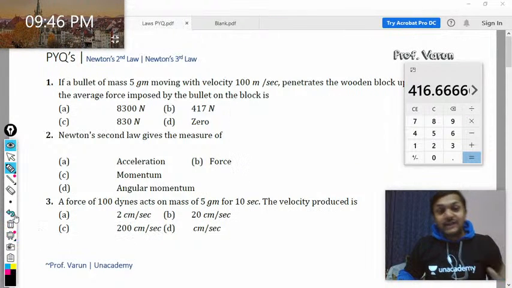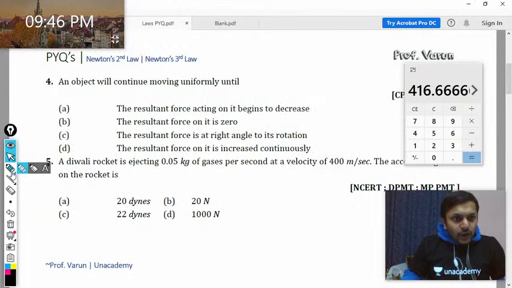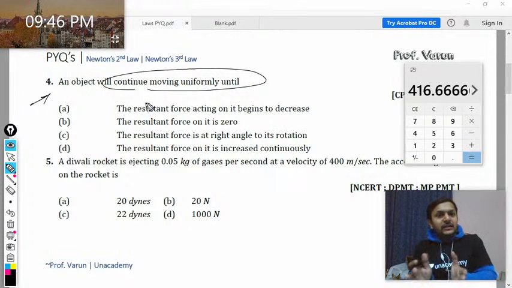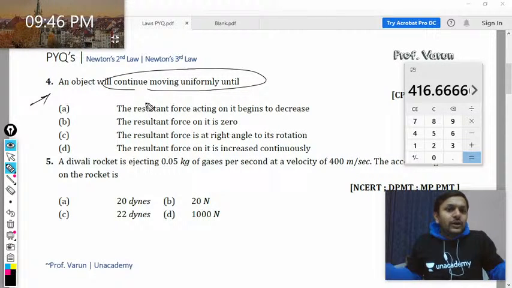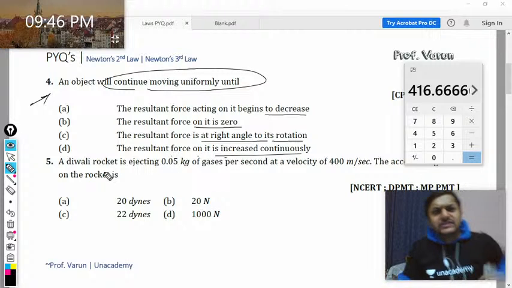Anyways, 15 minutes have lapsed, but we have done only 3 questions. Let us be quick. Okay, so this is question number 4. An object will continue moving uniformly until: the resultant force acting on it begins to decrease; the resultant force on it becomes zero; the resultant force is at right angles to its motion; the resultant force increases continuously.